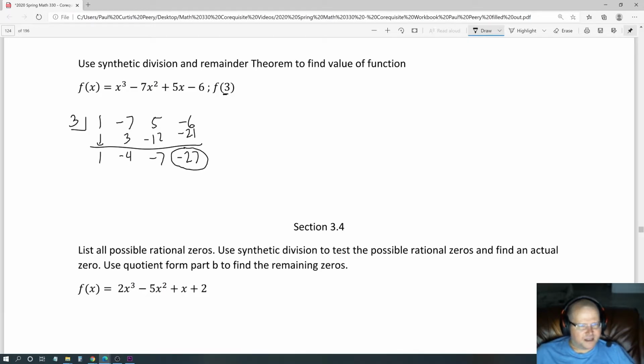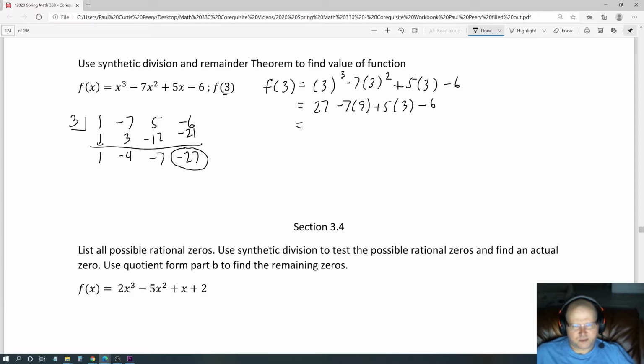Now I'm going to verify this though, right? So what I'm going to do is figure out what happens if I plug a 3 into this equation. Okay, now theoretically, the answer should match that negative 27, which is the remainder. So let's see if that's the case. Okay, so we deal with the exponents first. 3 to the 3rd power is 27. 3 to the 2nd power is 9.